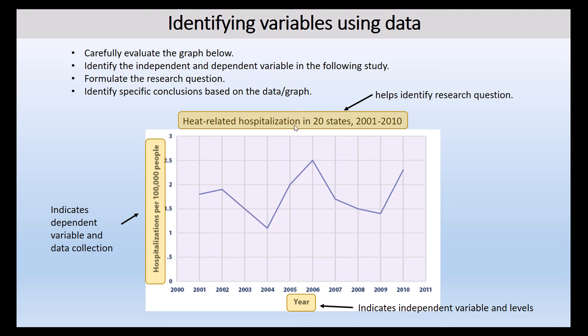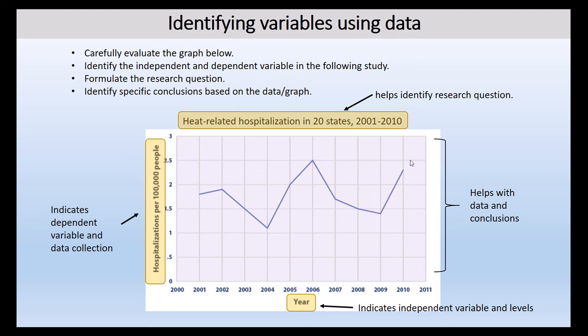The title of the graph usually will help you to identify a research question. When you look at this title, heat-related hospitalizations in 20 states from 2001 to 2010, you can formulate a research question. How did the hospitalizations change in 20 states during this duration, which is heat-related hospitalization? And then the data plot or the trend can help you with conclusions. For example, in 2006, there were the most cases of heat-related hospitalization. When you look at 2001 to 2010 data, the lowest number of cases was in 2004.